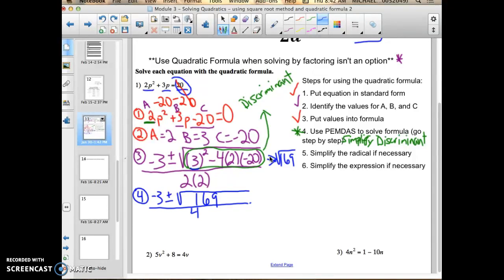Now, step 4 is to simplify and then rewrite. Step 5, so I just did step 4. Step 5 is simplify the radical if necessary. And again, the first step I always want you to consider is the number underneath the radical a perfect square? Sometimes the number will be, sometimes it won't be, sometimes it'll be a negative, so it'll lead to imaginary solutions.